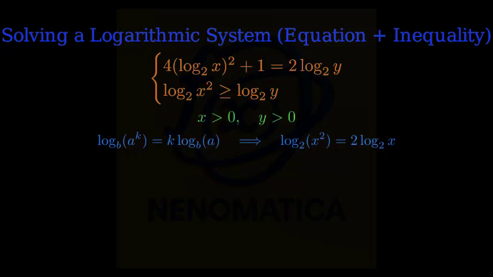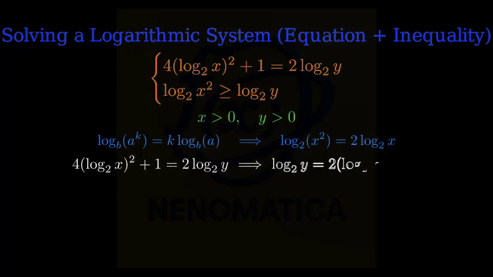Now isolate the unknown, log base 2 of y, in the first equation. From 4 times the square of log base 2 of x plus 1 equals 2 times log base 2 of y. Divide both sides by 2. That gives log base 2 of y equals 2 times the square of log base 2 of x plus 1/2.